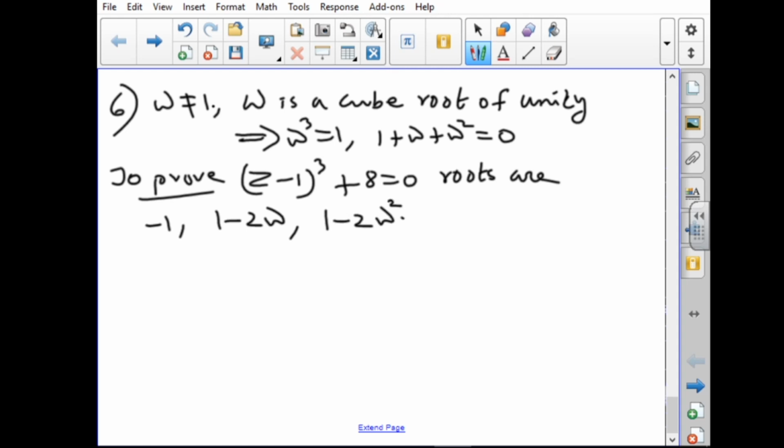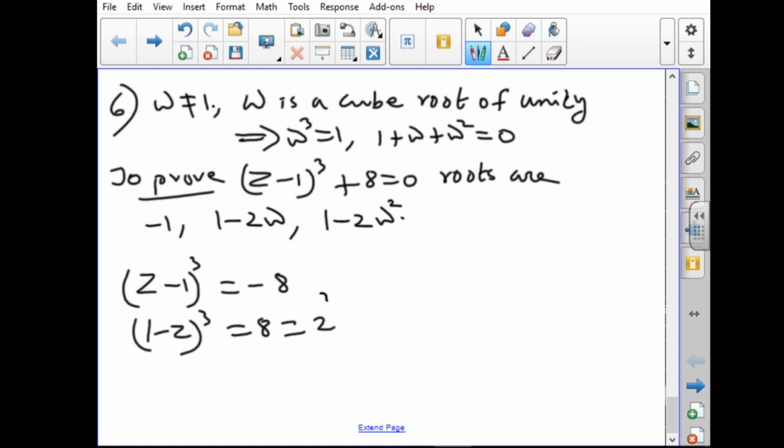So now we will consider the equation. So z minus 1 the whole cube is equal to minus 8. So this minus we can bring this side also, the whole cube we have. So when you take this side, it changes its sign, that is multiplying both the sides by minus. We get 1 minus z the whole cube is equal to 8. And 8 is nothing but 2 cube.